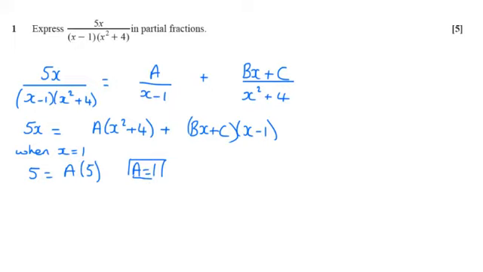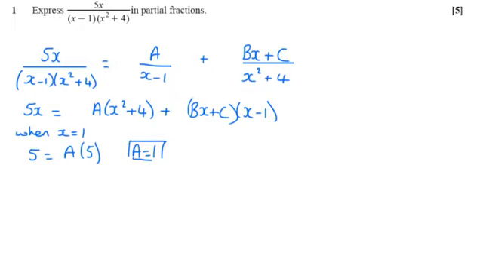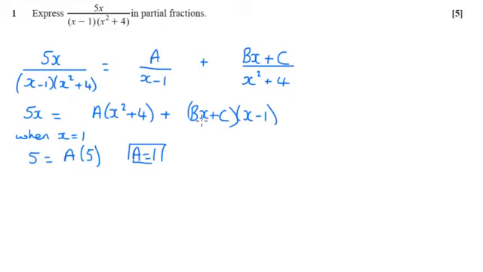And to get the other one, I find the easiest thing to do is to equate coefficients. You can test other values, but I find the quickest way, easiest way, is to equate coefficients. So the coefficients I can equate are x squared. On the left hand side we've got 0. On the right hand side we're going to have a, but we know that a is 1. And over here we're going to get b. So that tells me that b is negative 1.